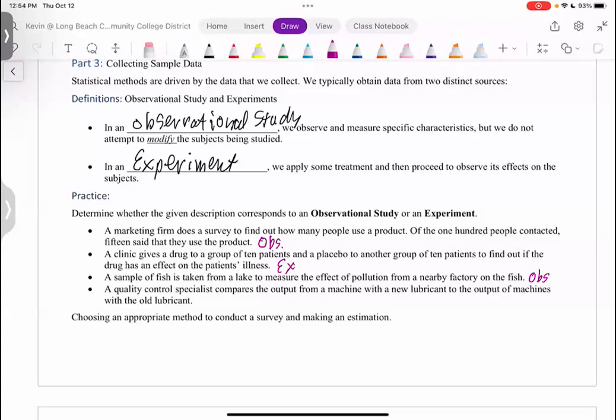Last one here. A quality control specialist compares the output from a machine with a new lubricant to the output of a machine with an old lubricant. This is a classic experiment.